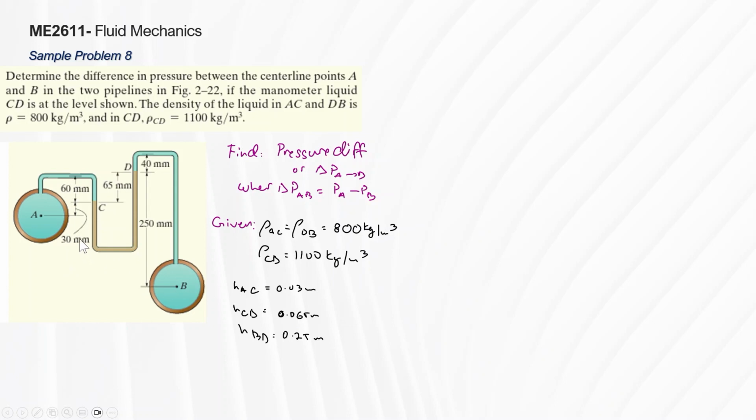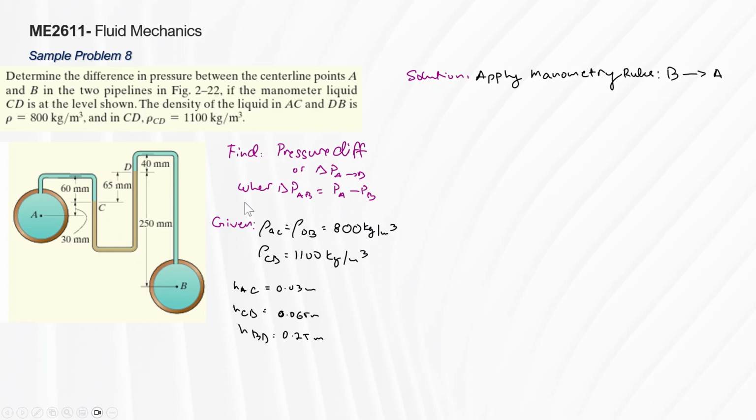I think in-identify ko na. So HAC ko dito is 0.03. And HCD, C and D dito, that's 0.065. Difference sila. And then DB here, that will be 250. So that's 0.25. Okay? We have to see lang yung difference na. If you're going from B to A, that's a lot different rin. But technically, gano'n rin. So yung solution na apply natin yung manometry dito.